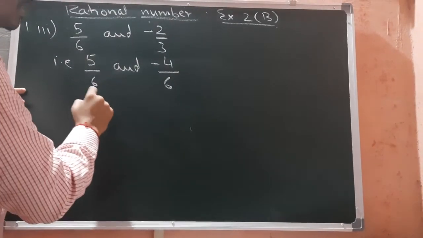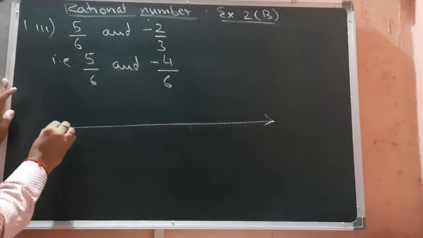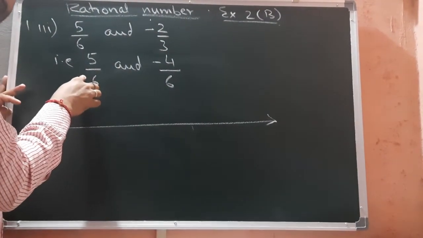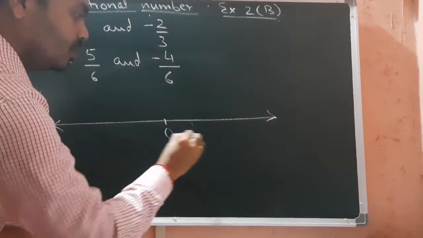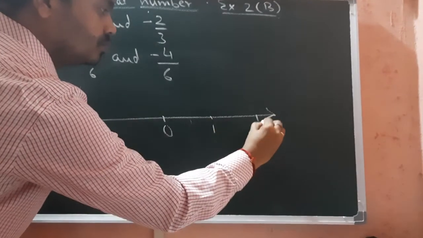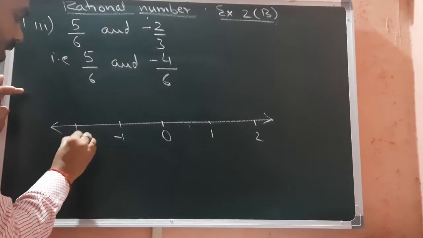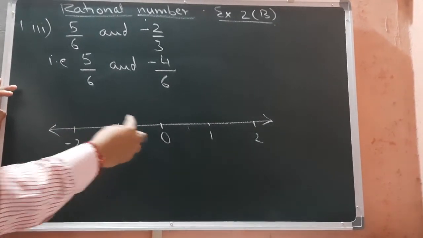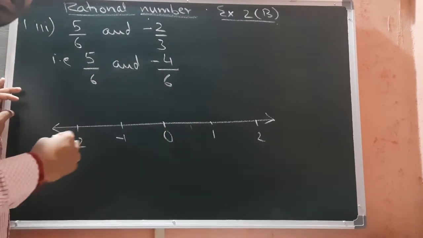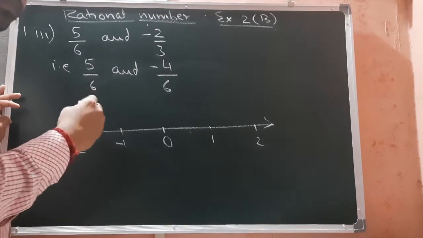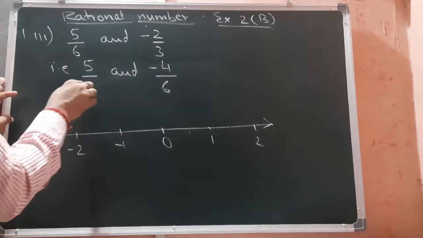Then I want to represent these numbers on the number line. Again, this number lies between 0 and 1, and this number lies between 0 and minus 1. 0, 1, 2, minus 1, minus 2. See students, in this number line, I have drawn extra points on both sides. So whenever you are drawing a number line, try to make one extra point on both sides of the number line. How many parts?